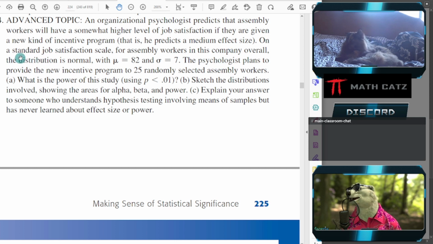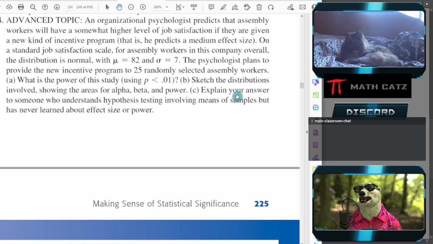On a standard job satisfaction scale, without the incentive program for assembly workers in this company overall, the distribution is normal, mu 82, sigma 7. The psychologist plans to provide the new incentive program to 25 randomly selected assembly workers. What is the power of the study? Sketch it, indicate stuff on your sketch.